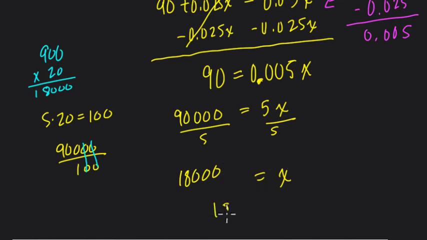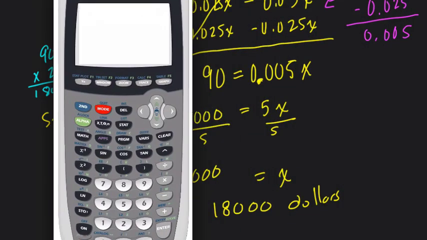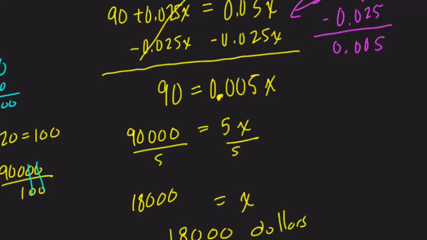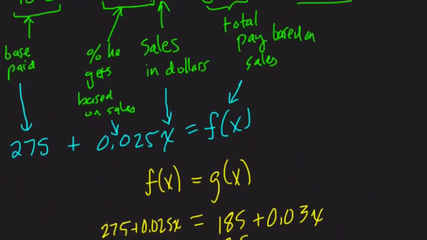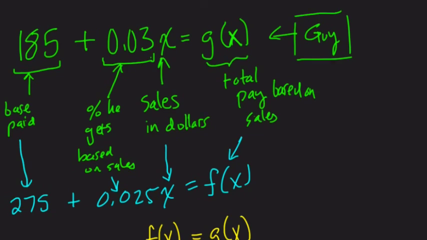$18,000. So the answer would be, you might want to write the units here. I think it's kind of important. $18,000. And just to check, because I make mistakes all the time. That's okay. We want to learn from our mistakes, right? We'll go back to the original one, 90 divided by 0.005. And there it is, $18,000. So you can plug $18,000 for x into either equation and you'll get the same output. And that's it.